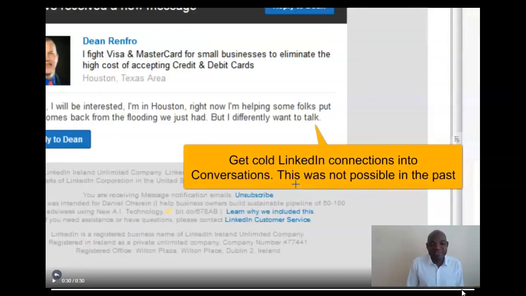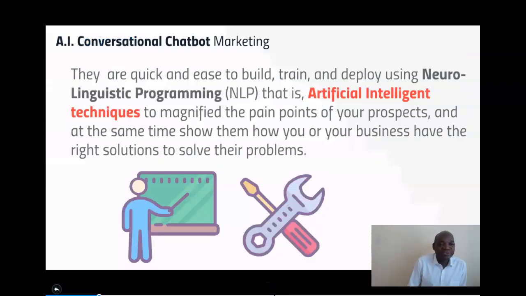I have already shown you this example. Conversational marketing can turn your cold LinkedIn connections into hot prospects. I said this was not possible in the past. They are quick and easy to build and train and deploy using neuro-linguistic programming, NLP, that is, artificial intelligence techniques to magnify the pain points of your prospect and at the same time show them how you or your business have the right solution to solve their problems.